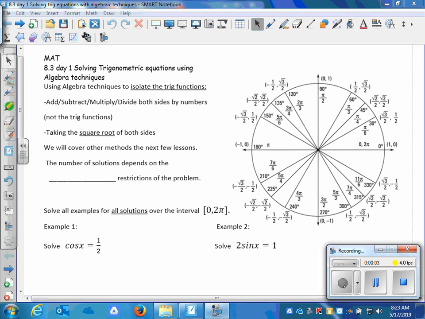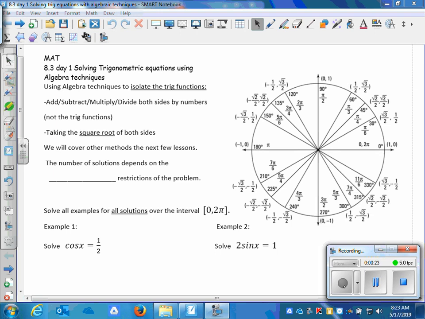Alright, so this lesson covers 8.3, day 1, solving trigonometric equations using algebra techniques. You'll notice that I've given you a unit circle because we're going to be solving equations where you're figuring out the angle that's related to a specific ratio. So let's go ahead and talk about what I have up here. So we're saying using algebra techniques to isolate trig functions.